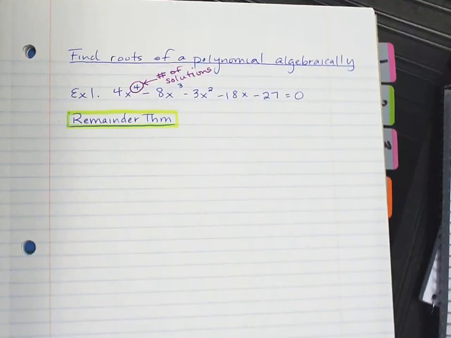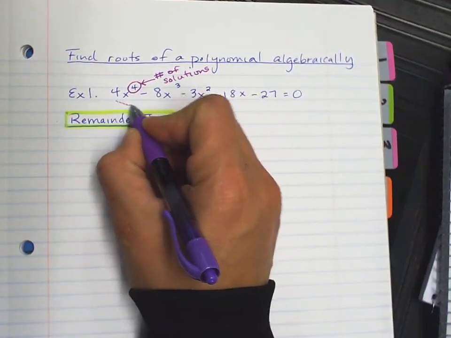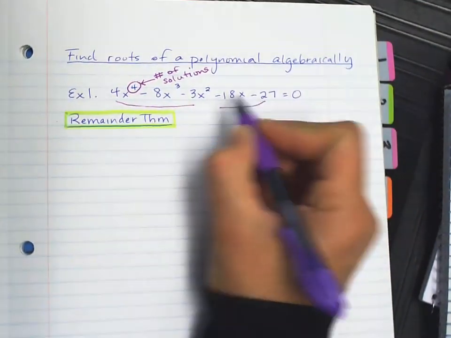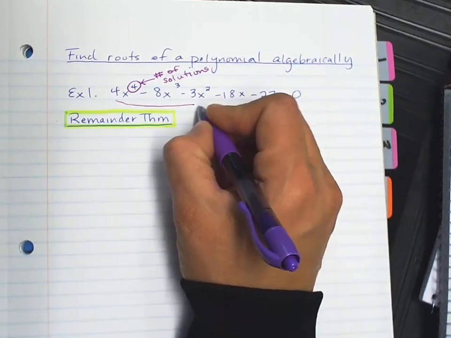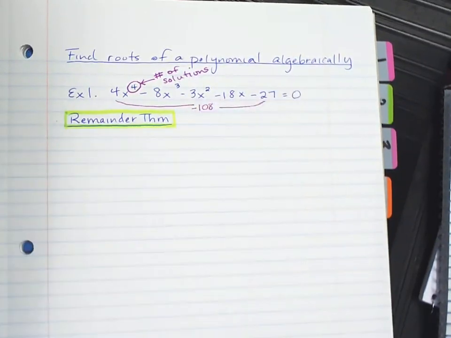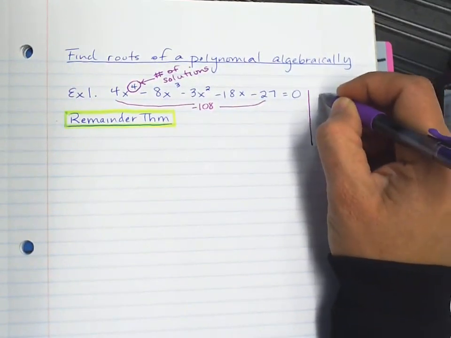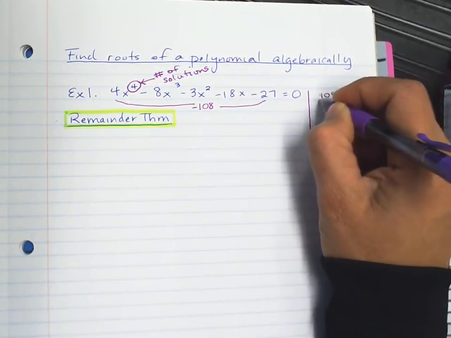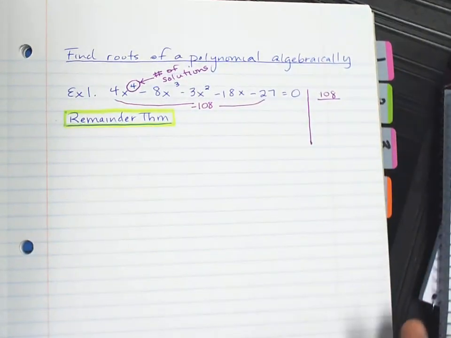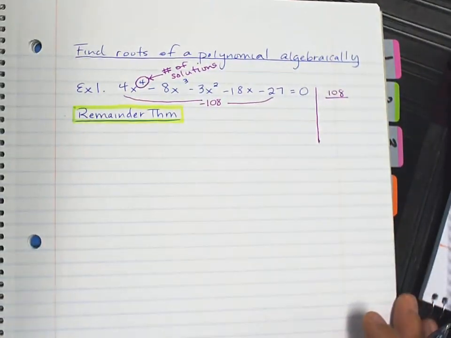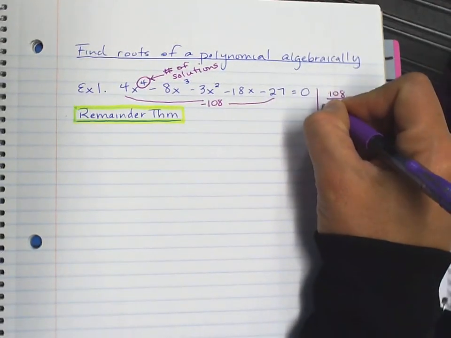Okay, so when we're using the remainder theorem, we multiply the first number and the last number. So 4 times negative 27 is negative 108. Then we find the factors of 108. How do we find the factors in the calculator? Do you remember? 108, well, you go to the graph, 108 divided by x, and then you look at your table. I'm going to go ahead and give them to you.